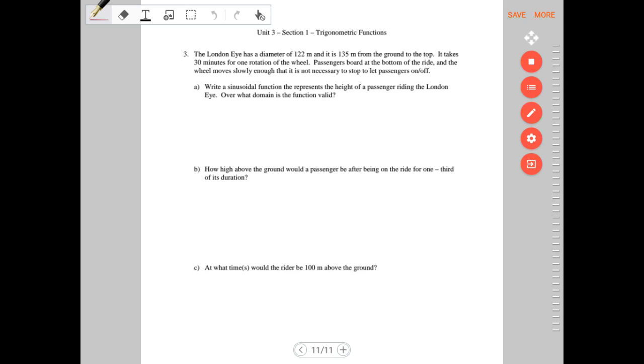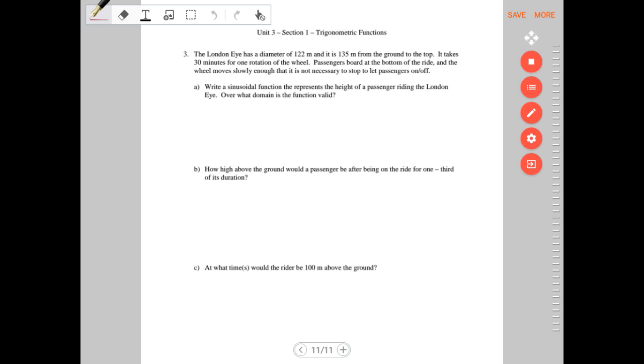Okay, so the London Eye has a diameter of 122 meters, and it's 135 meters from the ground to the top. It takes 30 minutes for one rotation of the wheel. Passengers board at the bottom of the ride, and the wheel moves slowly enough that it is not necessary to stop to let passengers on or off. Write a sinusoidal function that represents the height of the passenger riding the London Eye. Over what domain is the function valid?